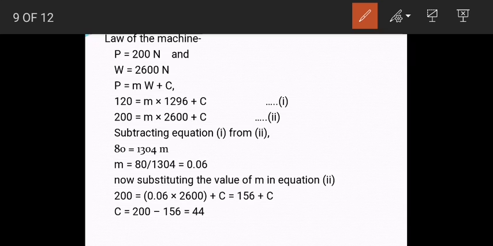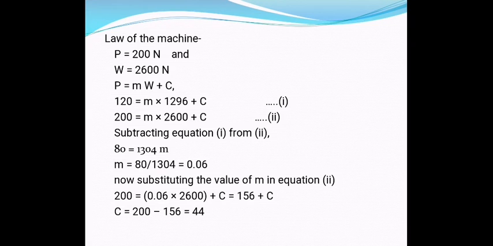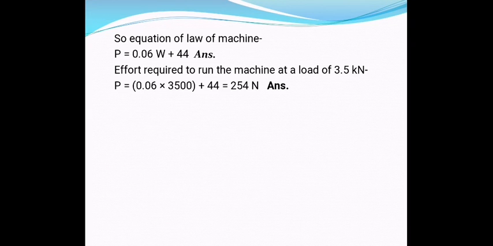So we can easily find out the value of m, which will be 0.06, meaning the slope of the line is 0.06. And for the value of c, when we put the m value in any of the equations, we can find c. So c will be 44. Now we have the equation, we have m and c. So the equation is P is equal to 0.06 into W plus 44.